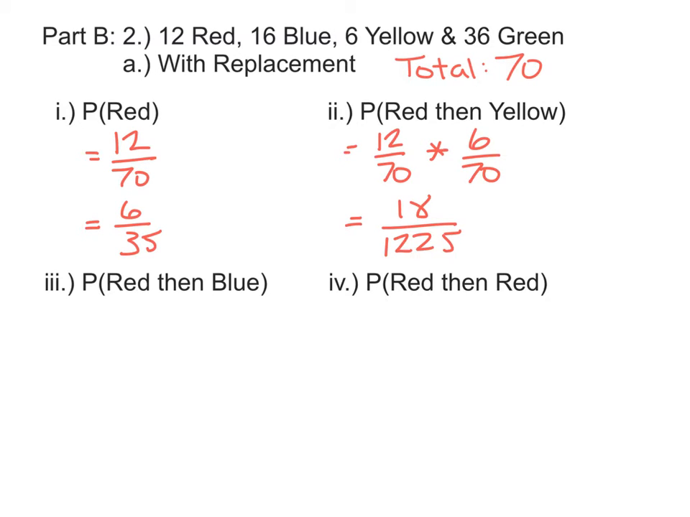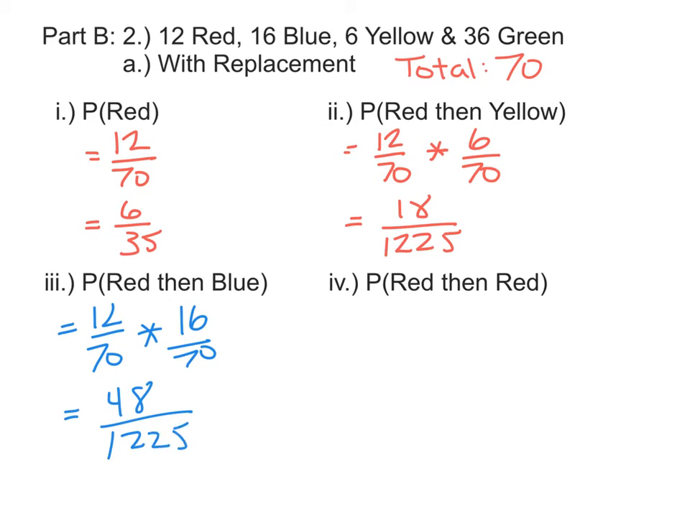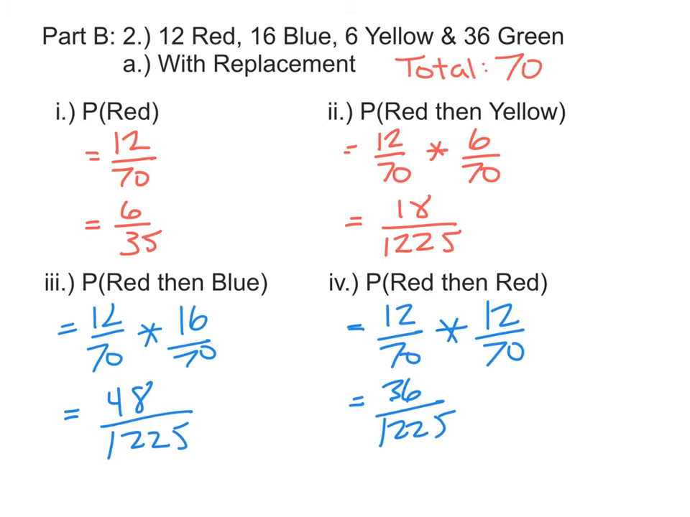Down at the bottom, finding the probability of getting a red and then a blue. Well, again, red is 12 out of 70. And then we multiply by blue, which is 16 out of 70. Simplifying this product, we'll get 48 over 1225. And then for the last one, probability of red then red, well, we'll have 12 out of 70 for the first red, and then we multiply by the next 12 out of 70. Multiplying those two together, we'll get 36 over 1225.